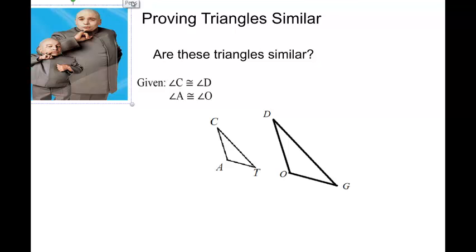Okay, so are these triangles similar? Well, do they look similar? Yeah, one looks bigger than the other, but we got to be more technical, more precise. We need to use some information. So let's see what's given. We're given that angle C is congruent to angle D, and also down angle A is congruent to angle O.